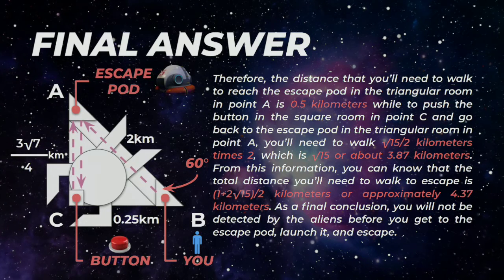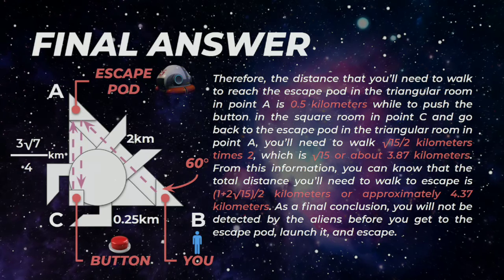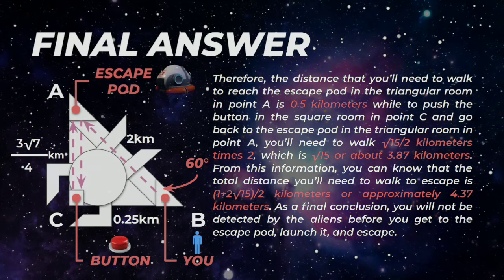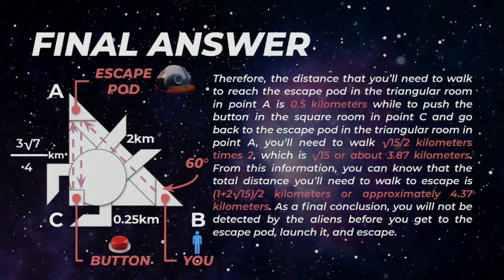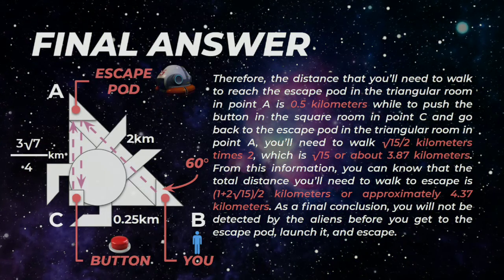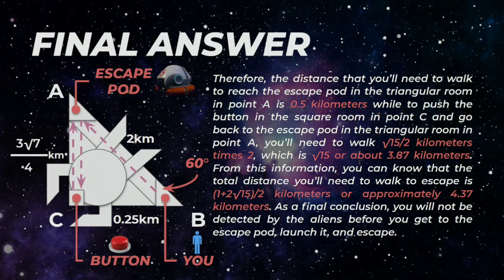From this information, you can know that the total distance you'll need to walk to escape is 1 plus 2 square root of 15 all over 2 kilometers, or approximately 4.37 kilometers. As a final conclusion, you will not be detected by the aliens before you get to the escape pod, launch it, and escape.